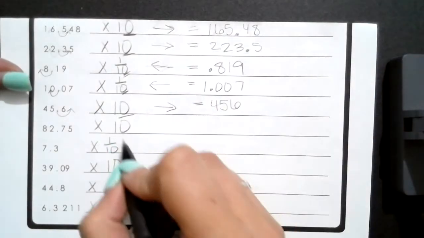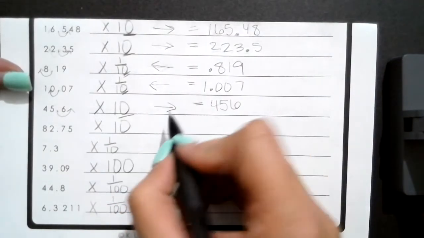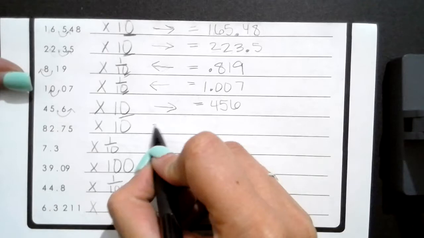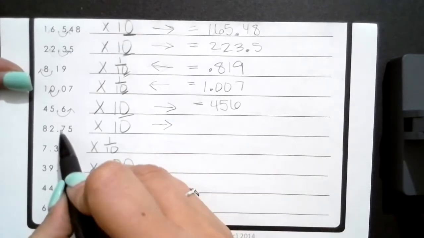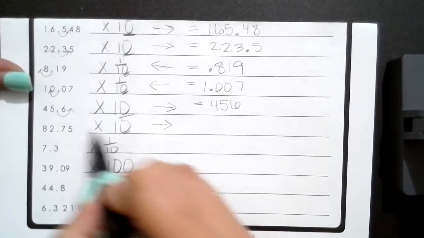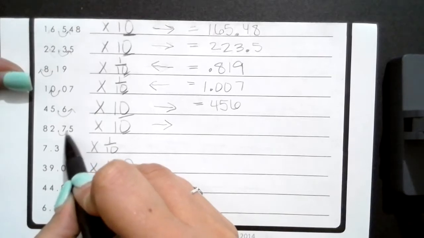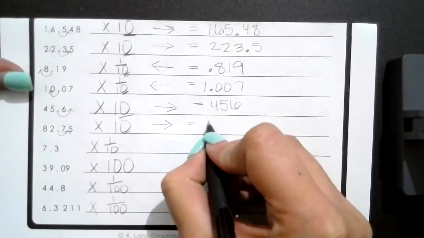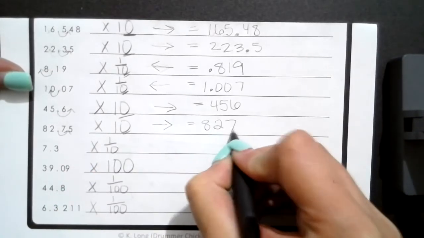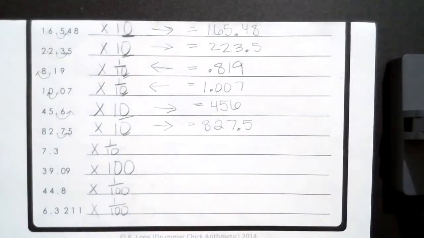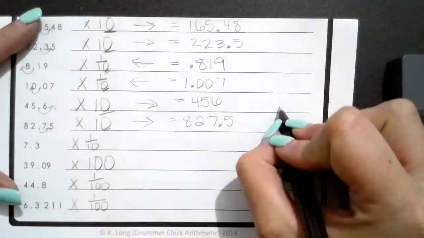Okay, so here I'm multiplying by 10. So my decimal, I've got to make my number bigger. So my decimal is going to go this way. So I'm going to pick it up. There's 1 0 there. So pick it up, move it one time. It's going to equal 827 and 5/10. So if I take $82.75, I'm going to prove it right here.